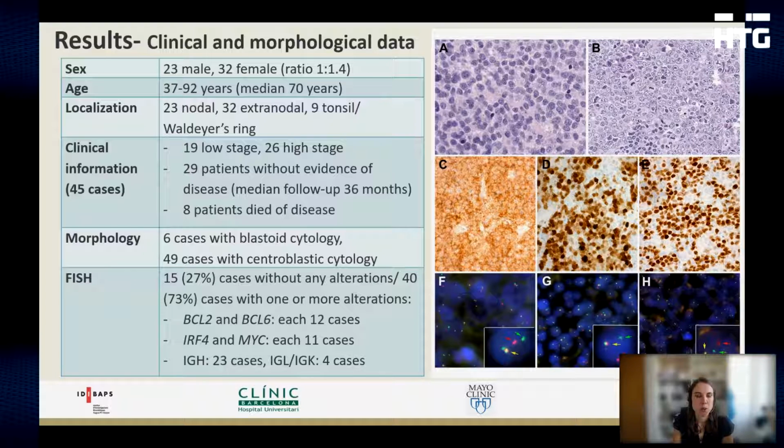FISH analysis was done, and in 27% of the cases there were no alterations found, and in about 70% of the cases we found one or more alterations, including BCL2 and BCL6, each with 12 cases, IRF4 and MYC, each with 11 cases. IGH was found in 23 cases, and for the light chains it was 4 cases in total. We investigated BCL2 and MYC additionally and specifically, since these two translocations would exclude the diagnosis of IRF4 large B-cell lymphoma.